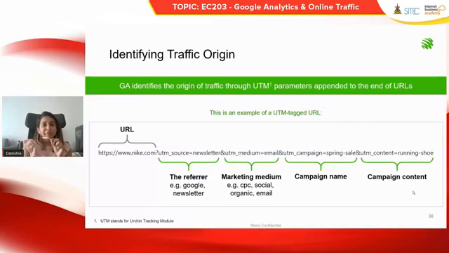And then we have campaign name. So here you can define what your campaign is called. Here we have spring sale as an example. And then we have UTM content, which allows you to break down what was the actual content of that particular campaign. So in this case, it's running shoes, maybe it's yoga pants, for example. So it allows you to break down into different levels of granularity.